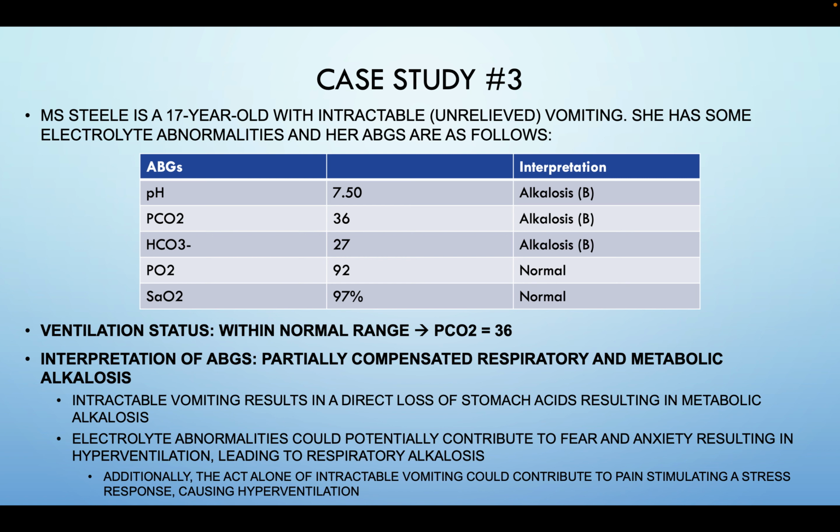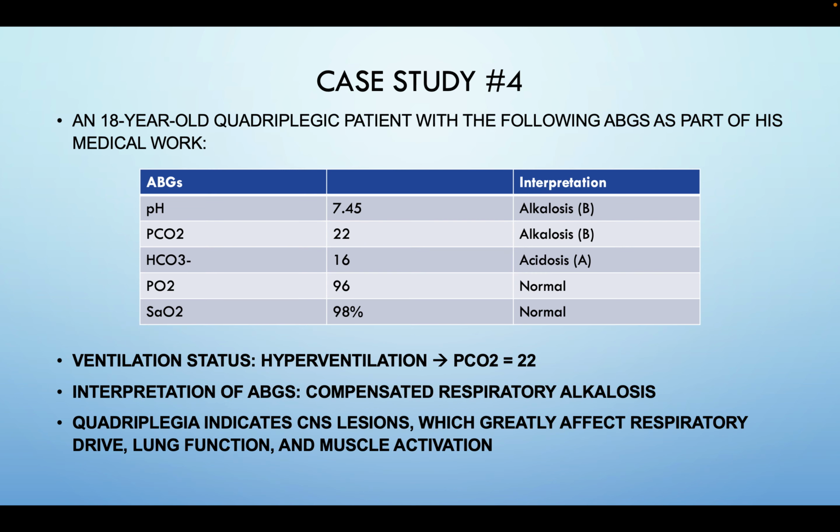To tie everything together, vomiting is contributing to her metabolic alkalosis as it results in a direct loss in stomach acids. Vomiting can also be contributing to electrolyte abnormalities, and pain, causing hyperventilation as a result of stress, fear, and anxiety responses, also contributing to respiratory alkalosis.